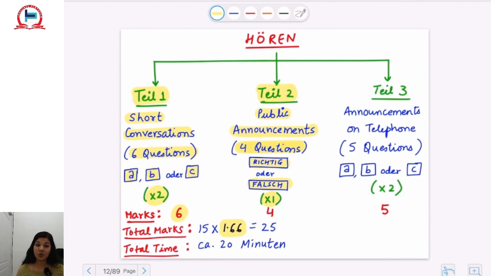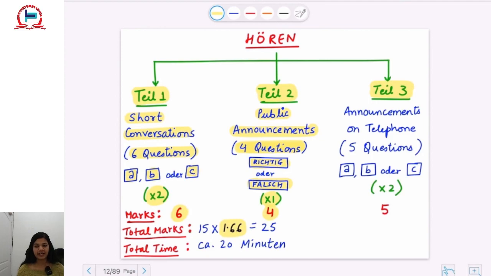Now, this Teil is considered to be a little difficult, the reason being this Teil is only played once. You have to be extra careful in doing this Teil because it's only played once. And this Teil is for 4 marks. 4 questions, 4 marks.